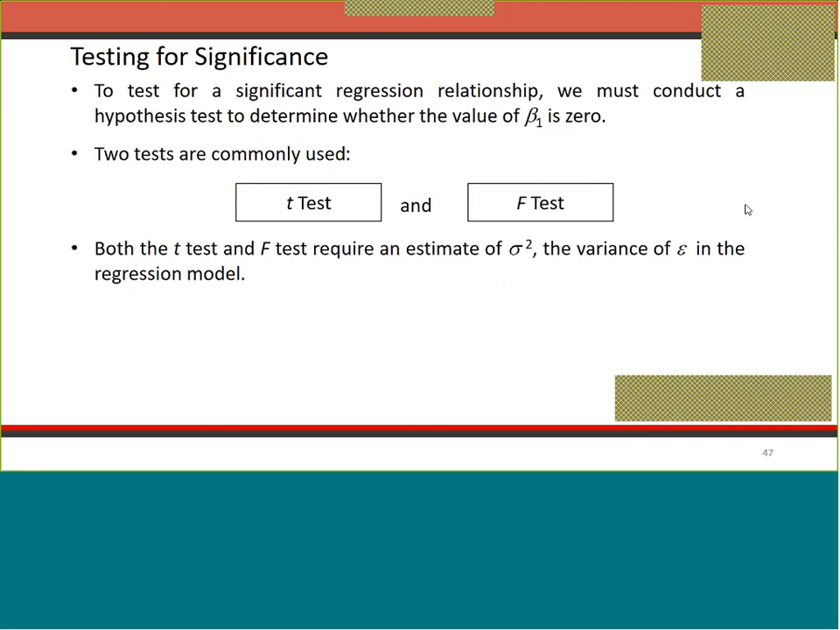So now we have two tests. To test for a significant regression relationship, we must conduct a hypothesis test to determine whether the value of beta 1 is 0. Of course, if beta 1 is 0, then there is no relationship between the independent variable x and the dependent variable y.